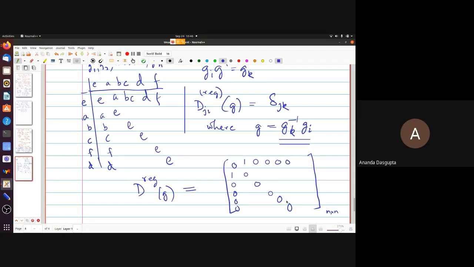GK inverse GI. This is how you have made it. You are asking if G is GK inverse GI, then the matrix element is delta JK, right? So what I've done here is I've just put in GK inverses here. GI is here, and if you multiply them together and get a G, that gives you the 1 in your regular matrix. It's just this thing translated. Is this okay?